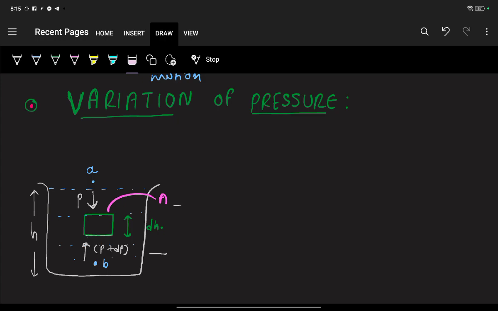Now let's balance force on this element. Sir, before that, what is dP here? Here dP is the extra pressure. Yes. So, force balance on the element.